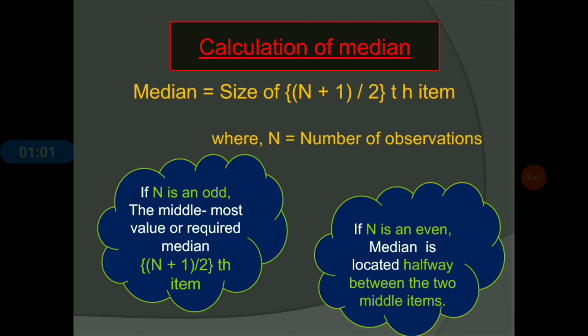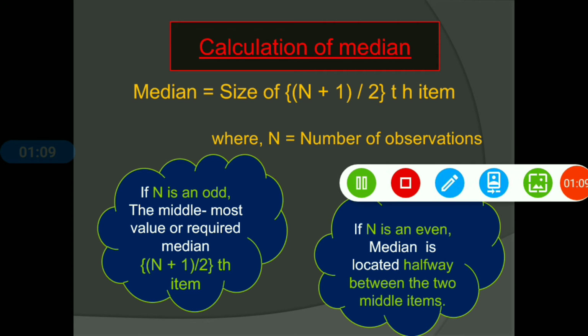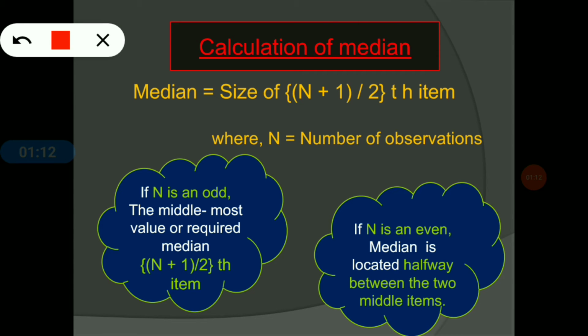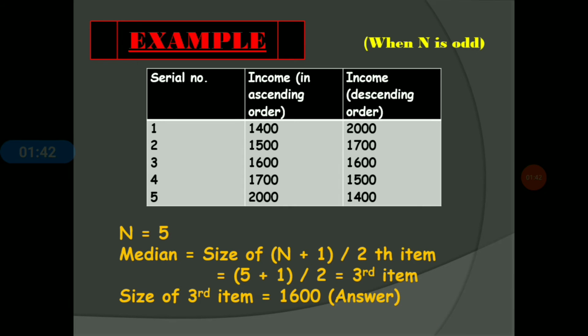Here we can see the calculation process of median. We have already told that median is the middlemost value of the series. So that's why median is equal to the size of (n plus 1) by 2th term, and n is the number of observations. If n is an odd number, the middlemost value or required median is the (n plus 1) by 2th term, and if n is an even number, median is located halfway between the two middle items. Clear? I think it will be more clear when we use a mathematical example. So now going to the next slide, where we can see an example.